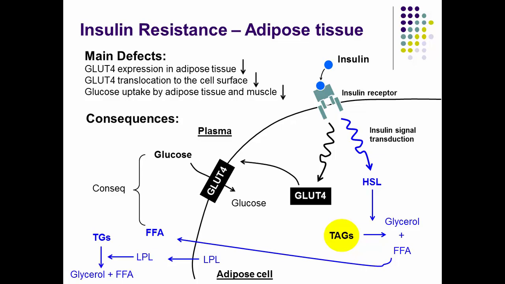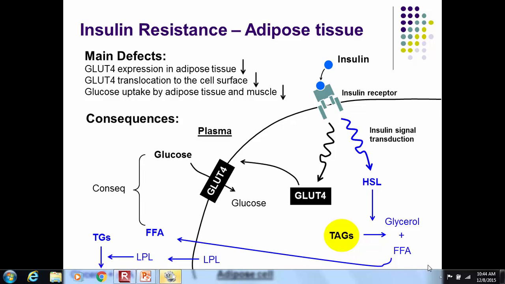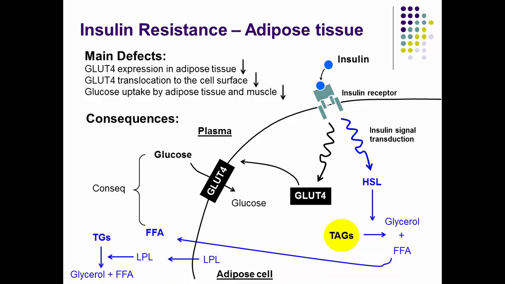So let's talk about adipose tissue in insulin resistance and type 2 diabetes. What is wrong, or what happens in the adipose tissue in insulin resistance? First of all, we know that insulin has two main functions in adipose tissue, right, in terms of energy metabolism. One is that it regulates glucose metabolism, right? Another important thing is that it regulates lipid metabolism. So let's see how insulin regulates the glucose metabolism.